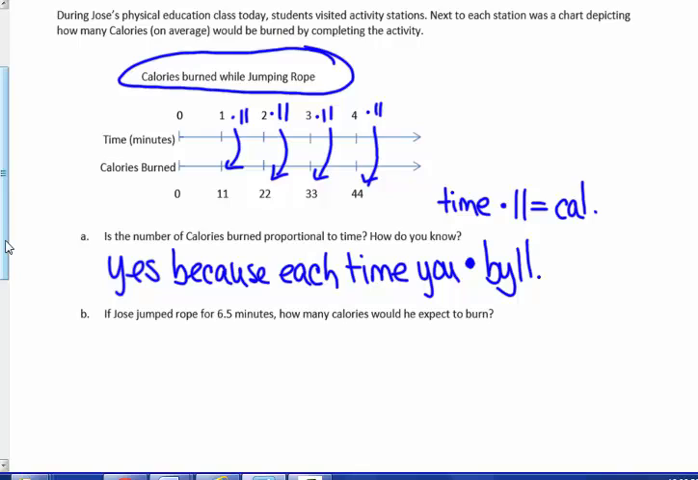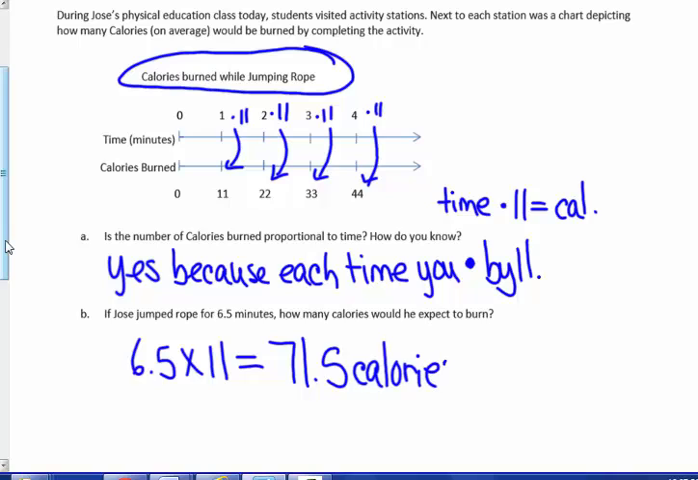If Jose jumped 6.5 minutes, how many calories would he expect to burn? So take my time, multiply it by 11. Do I get 71.5, Tyler? Yes, 71.5. And what's the label, you guys? Calories burned. I'm just going to say calories. Well, that was pretty easy.